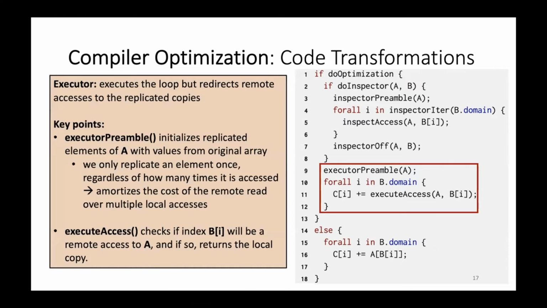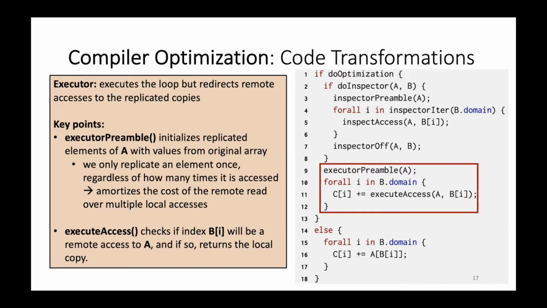Moving on, the other piece of code to look at is what we generate for the executor. Again, this is going to be a copy of the original loop that's modified to redirect the remote accesses to the local copies that we created. But before we actually do that, we need to actually do the replication. And that's where this executor preamble comes in.